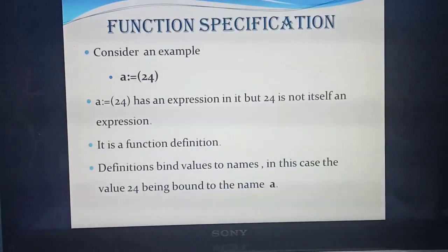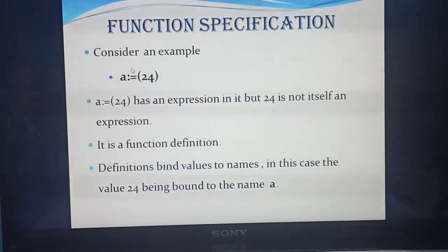Okay. So today we are going to study a topic called function specification. What do you mean by function specification? Before we study the definition, you first need to know one example. See, this is an example. In the textbook also they have given the same example.